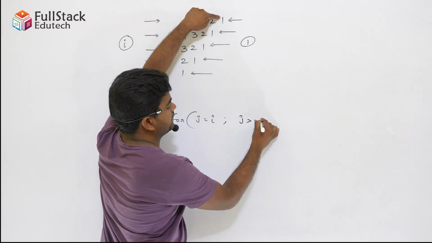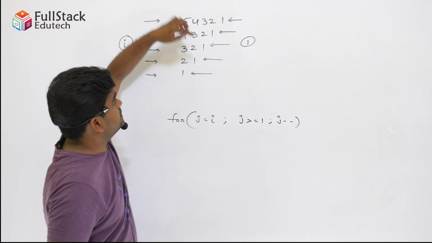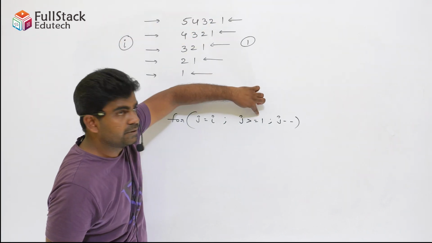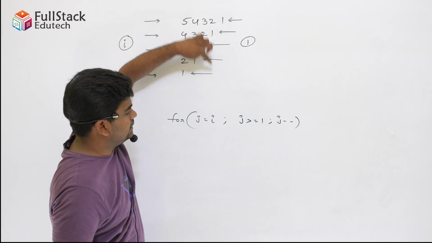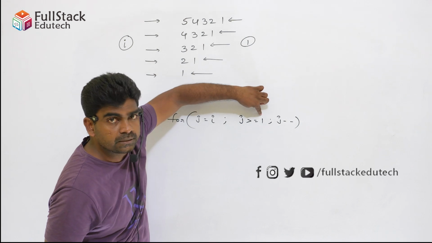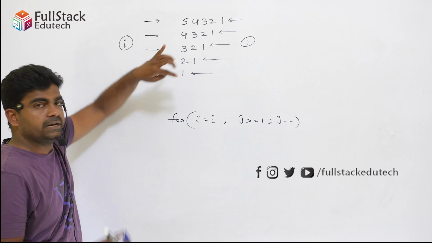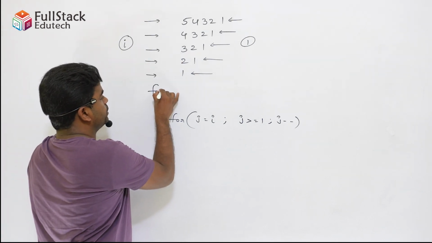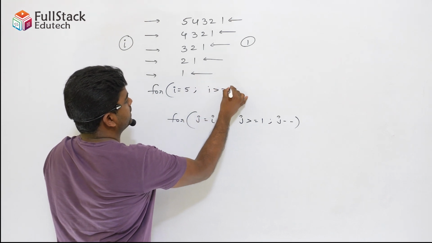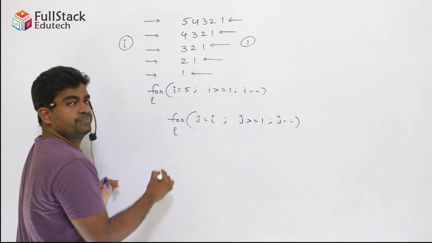j greater than or equal to 1, j minus minus. Look at this, decreasing: 5 to 1, that is i to 1; 4 to 1, that is i to 1; 3 to 1, that is i to 1. So what is i? 5, 4, 3, 2, 1. Here in the outer loop, i value 5, i greater than or equal to 1, i minus minus.